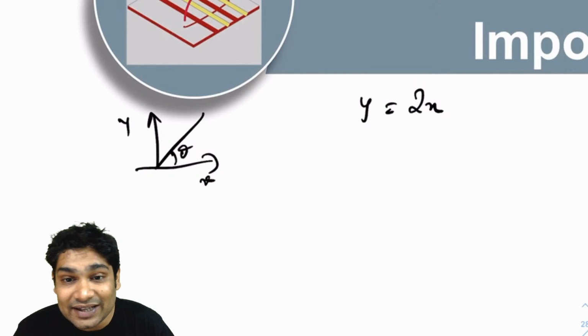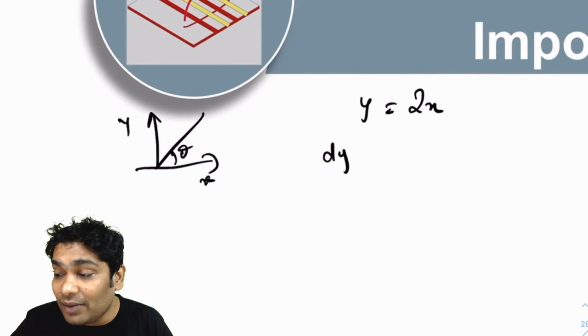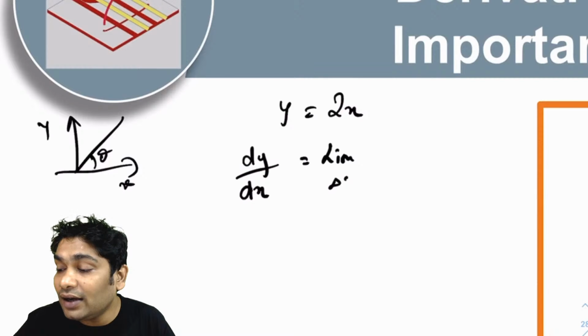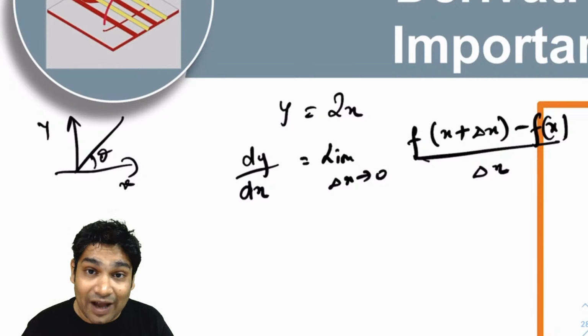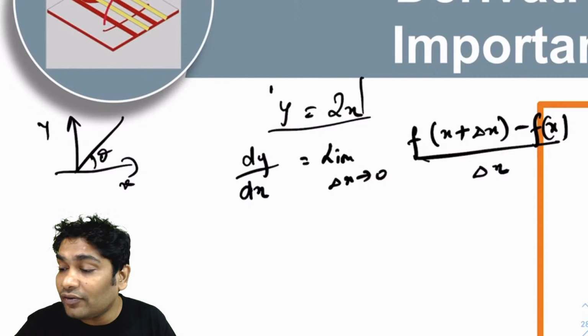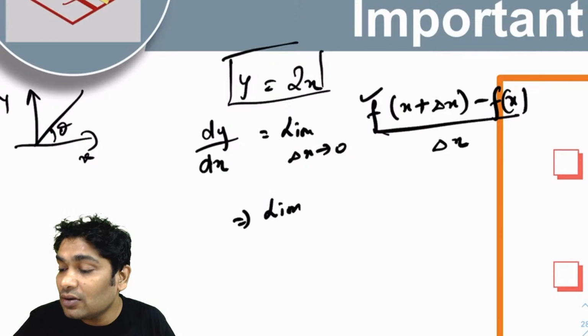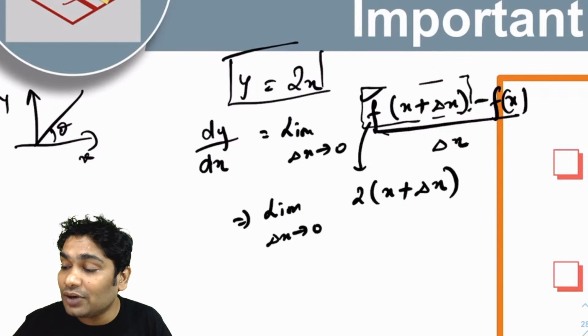Let's see if I can find the same using my just derived formula. dy by dx is the slope, and dy by dx is nothing but the limit as delta x tends to 0 of f of x plus delta x minus f of x, over delta x. Let's start substituting the values. I knew that y equals 2x, so f of x plus delta x can be written as 2 times x plus delta x.